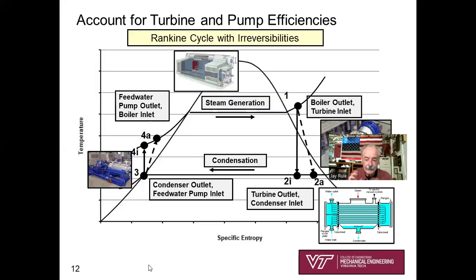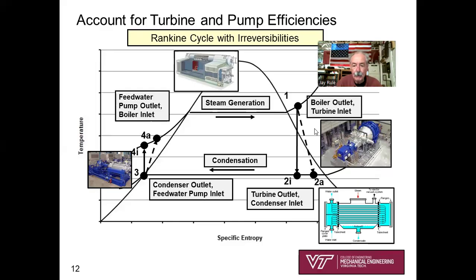Now, let's join the real world a little bit. Ideal cycle analysis is very important and powerful, but we're going to add a little sophistication to this. We're going to say our turbine is no longer reversible and adiabatic. We're going to say it is adiabatic, but irreversible. That's why we have this dashed line, 1 to 2 actual.